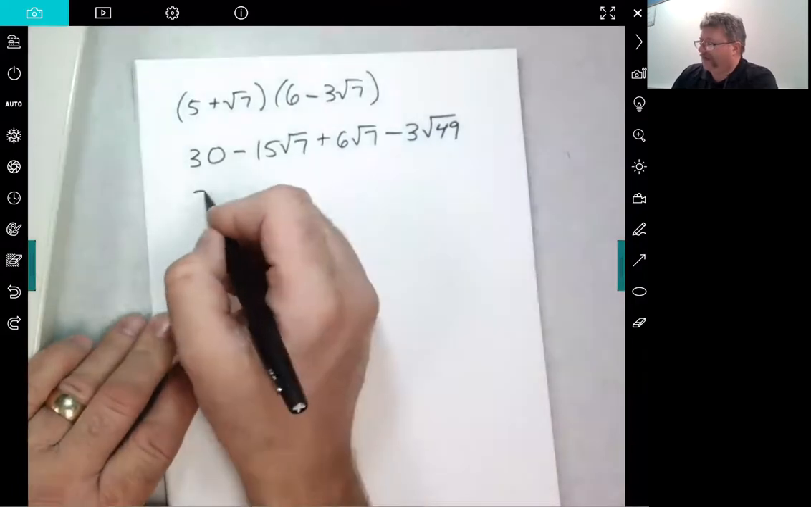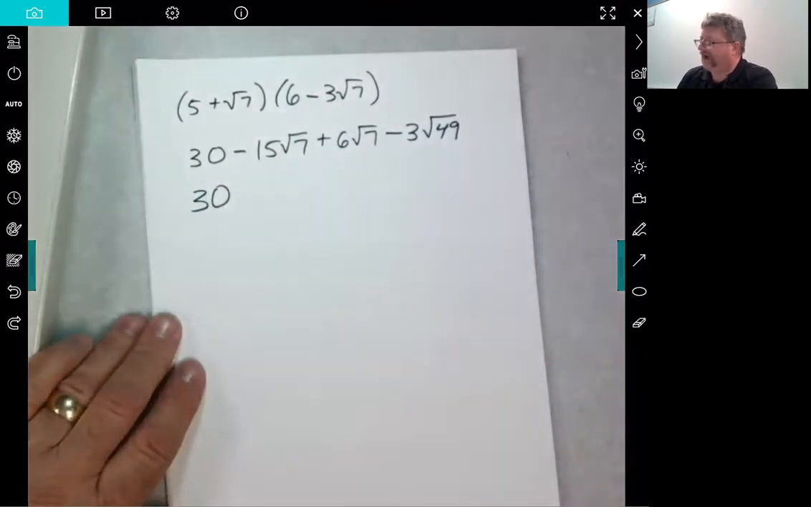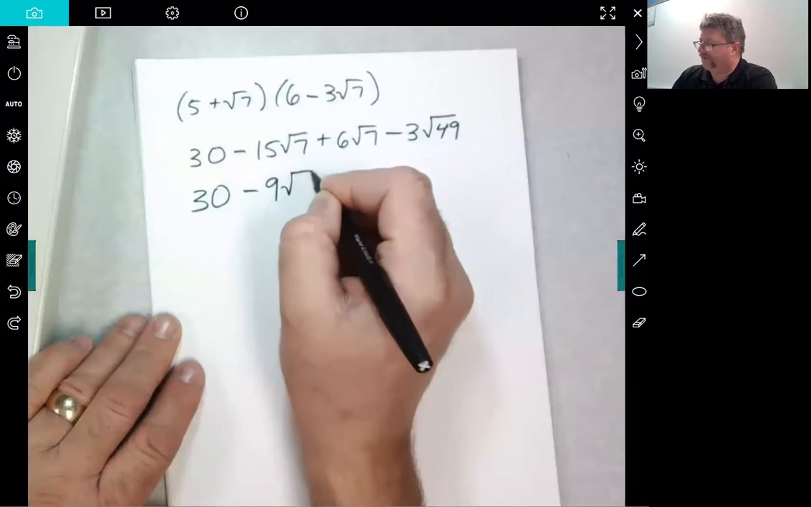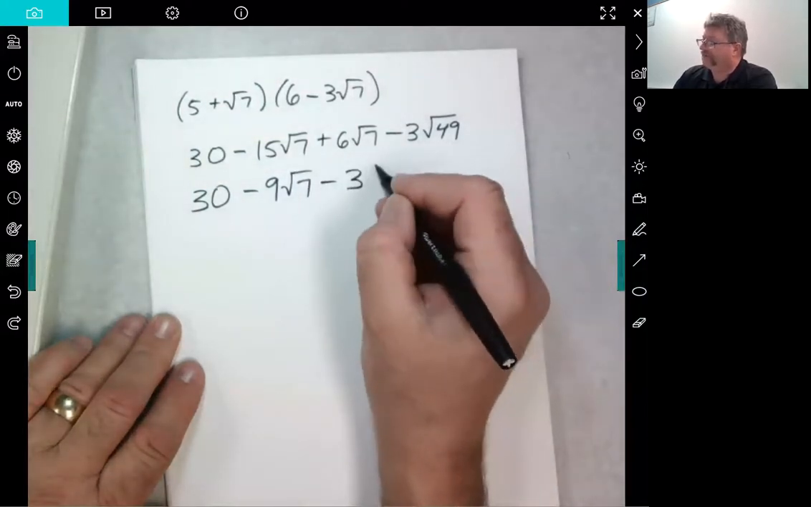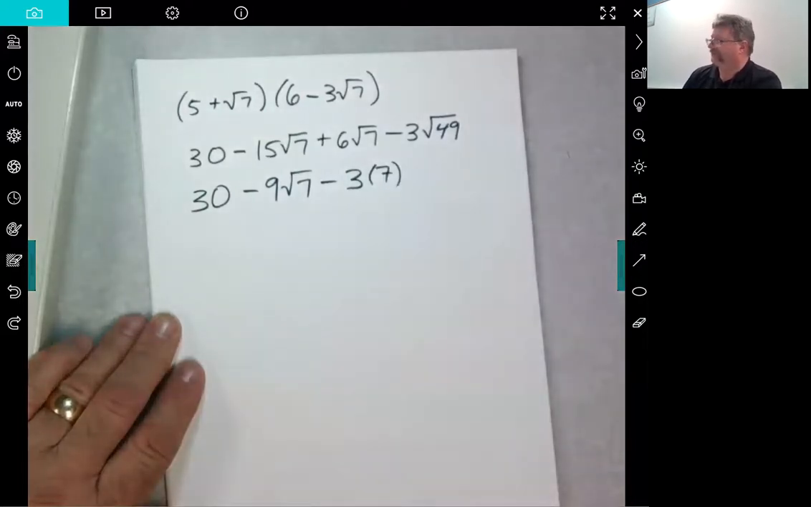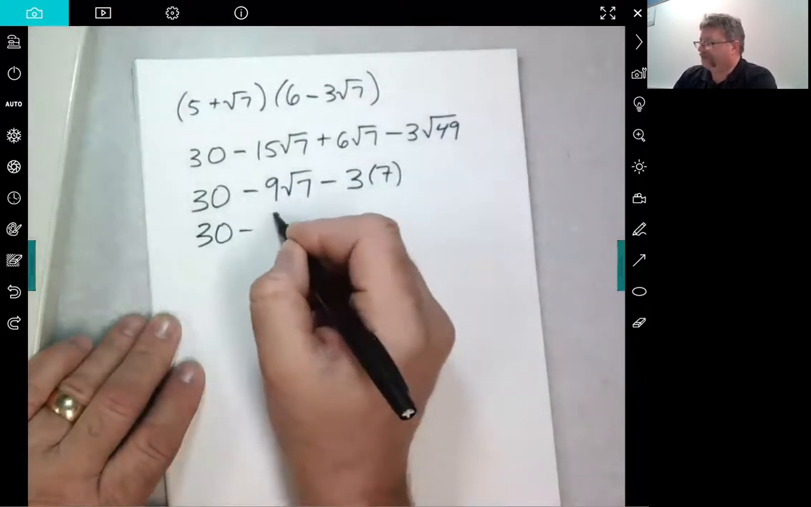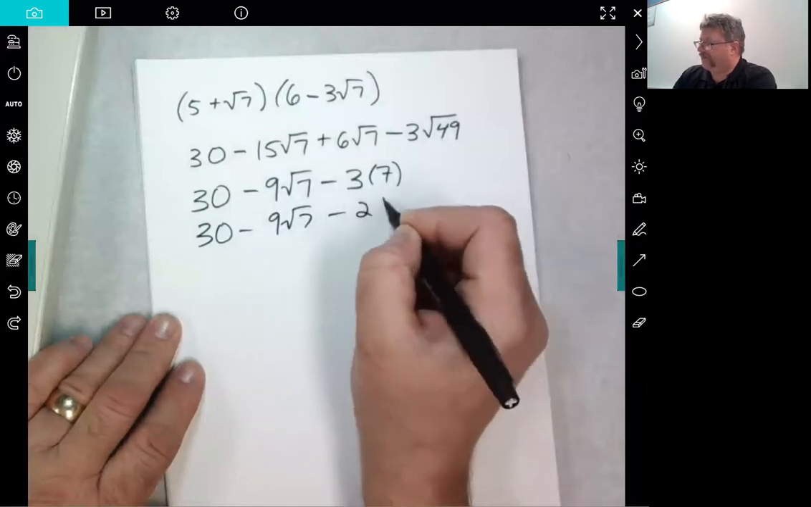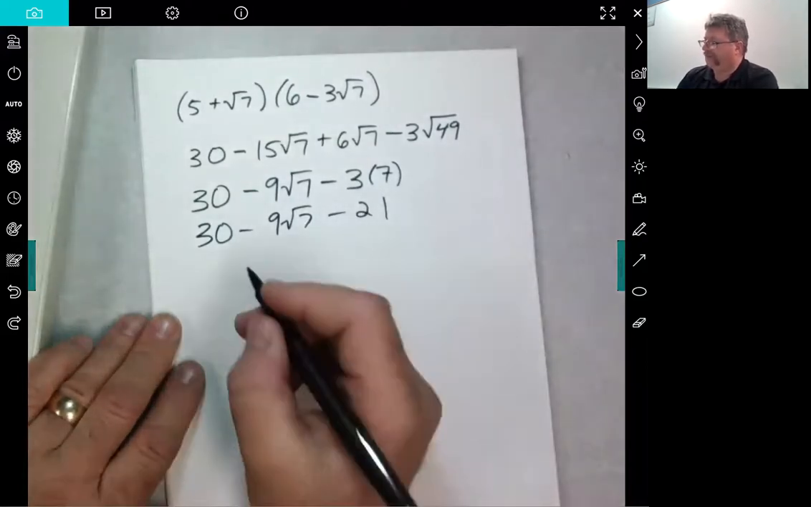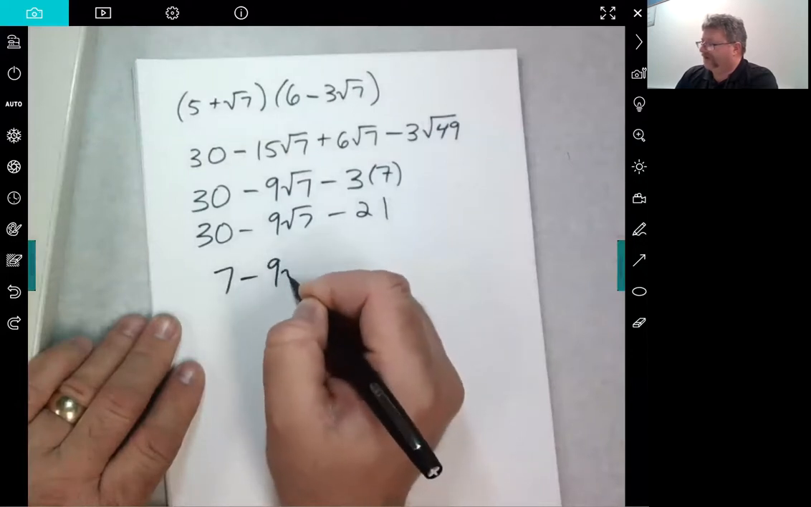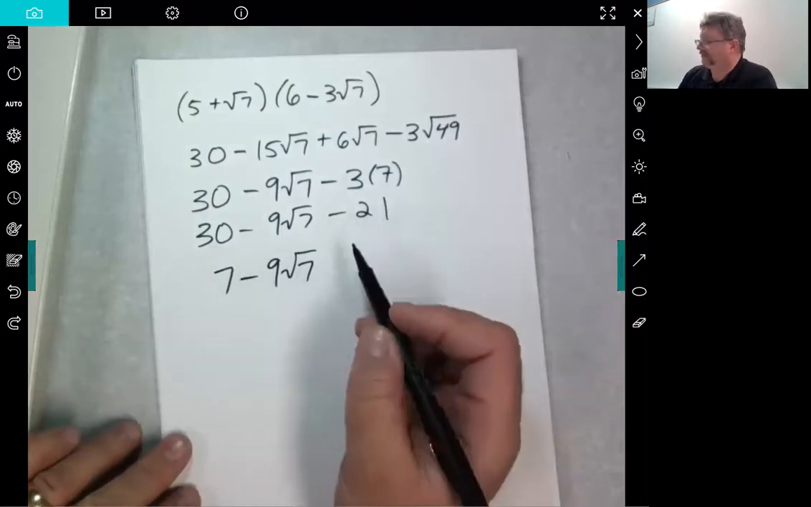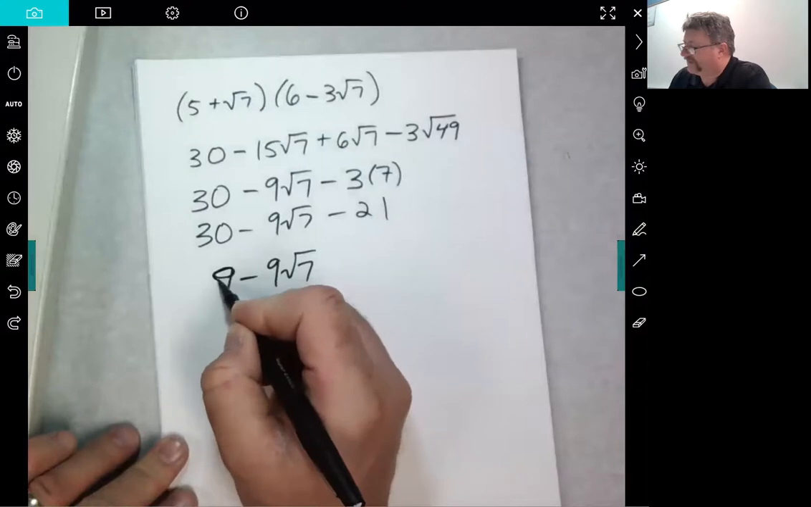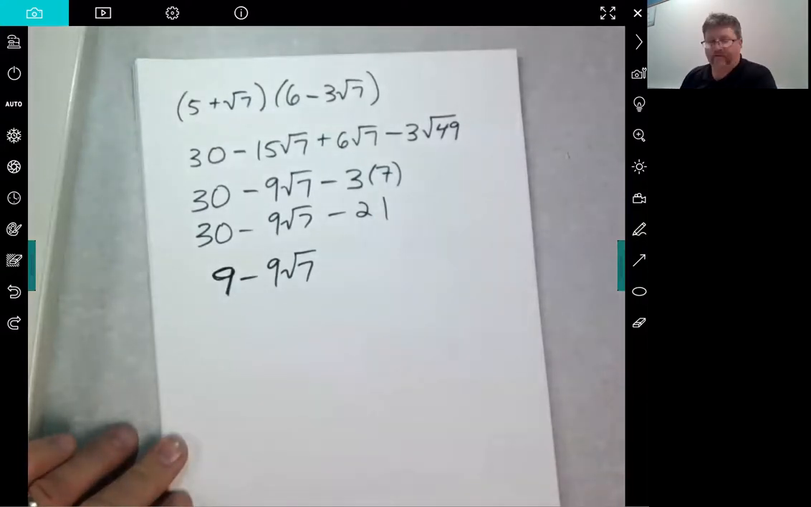So in the middle, I can combine a negative 15 and a positive 6. That gives me a negative 9 radical 7. Down here on the end now, this is really 3 times 7, right? Because square root of 49 is 7. So that's just going to be a 21. So 30 minus 21, oops, that's 9, right? 30 minus 21, that's not a 7. It's 9 minus 9 radical 7.